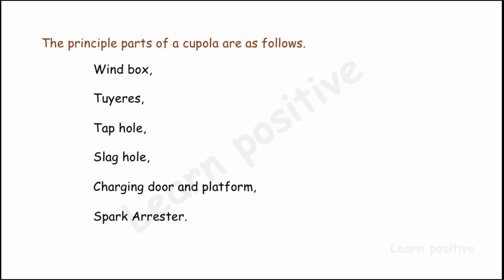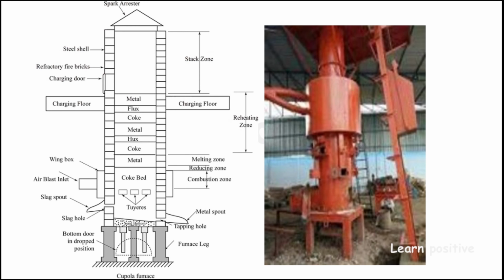The spark arrestor is used to arrest the spark and dust created inside the furnace. If the spark arrestor is not available, the sparks will get away and create a fire accident. So we arrest the sparks by using the spark arrestor.